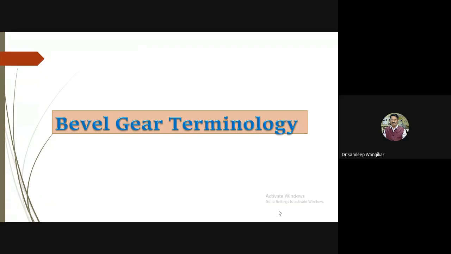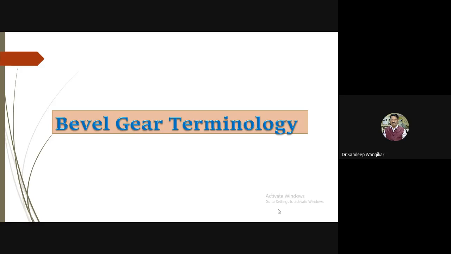We are discussing the bevel gear. After having insight into what a bevel gear is, and what the different types of bevel gears are as far as shape, tooth profile and angle are concerned, let us start today with bevel gear terminology. Based on this terminology, we will discuss the different terms.